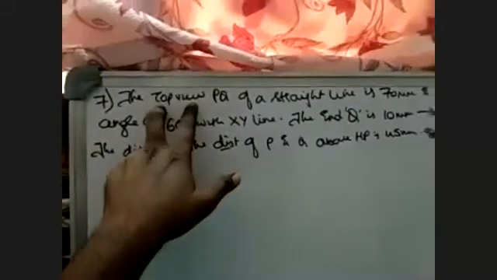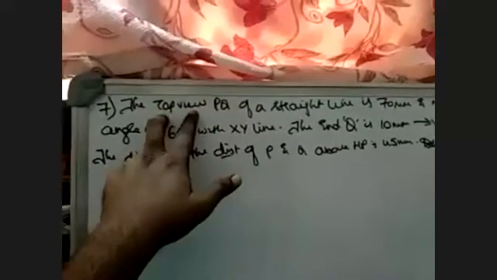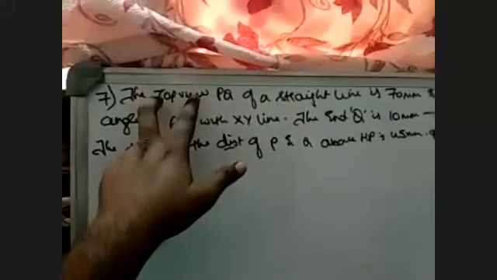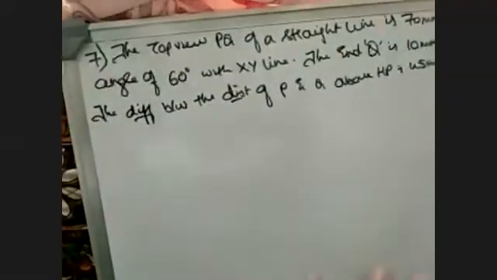This is special case problems. Top view PQ of a straight line makes an angle of 60 degrees. Whatever the problems you have solved until now, in all those problems the statement was like: a line AB of 80 mm long has its end A 10 mm over HP, 20 mm in front of VP, making an angle 30 degree to HP, 45 degree to VP. A line PQ 80 mm long, a line AB of 60 mm.